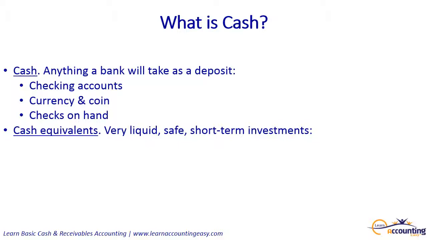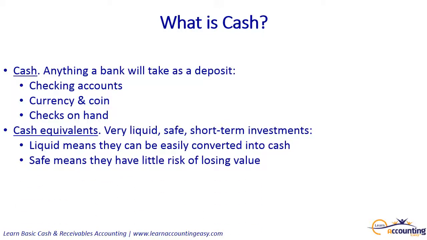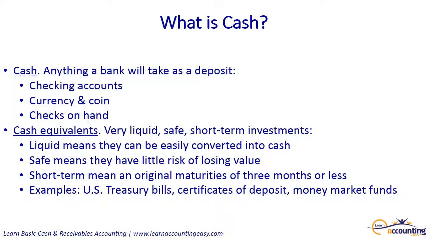So cash equivalents are, as it says here, very liquid, safe, short-term investments. And what do we mean by all that? Liquid simply means that they can be easily converted to cash. Safe means they have little risk of losing value. Short-term means an original maturity of 3 months or less. And so examples of cash equivalents would be U.S. Treasury bills, certificates of deposits or CDs, and also certain kinds of money market funds.